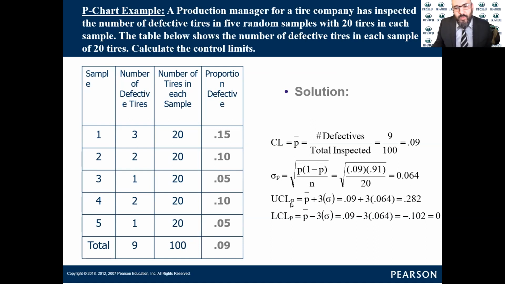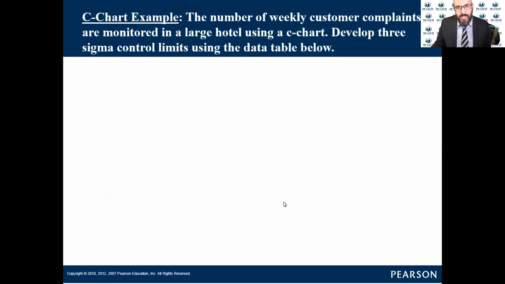The upper control limit would be P-bar, the average of the defective, which is the center line, plus 3 sigma for the upper control limit, or minus 3 sigma for the lower control limit. And that would give you 0.282 for the upper control limit and negative 0.102. However, there's no way that you could get a negative in a control chart. Whenever you see a negative, right away change it to a 0. Change it to a 0. And now you're ready to go plot the chart using these values.